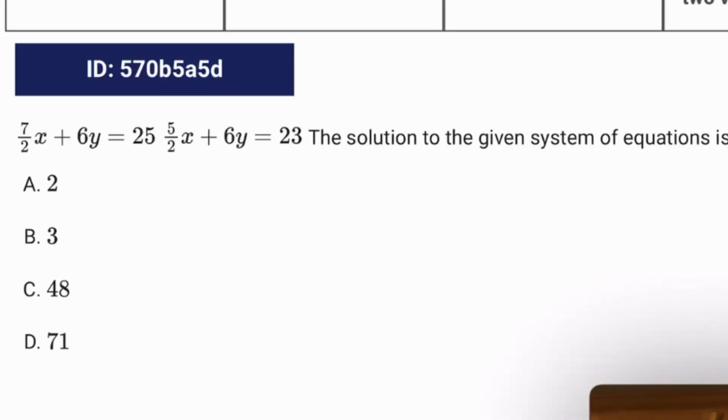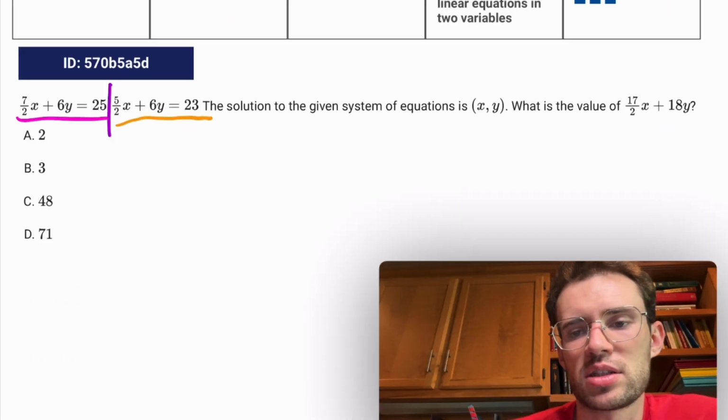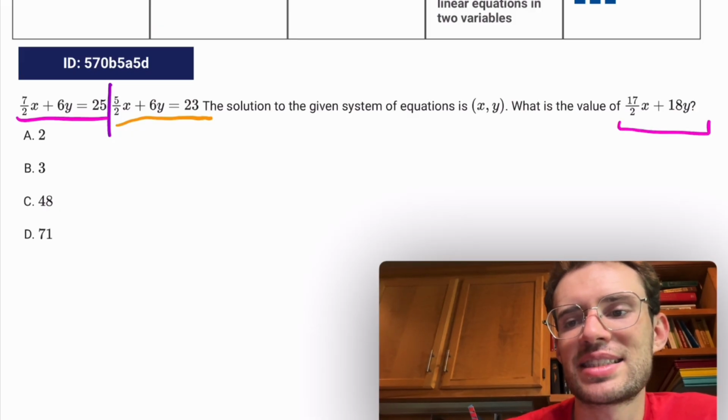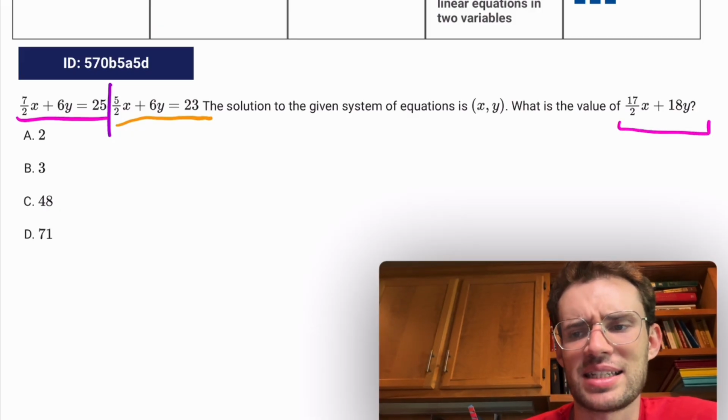Here we have another system that they did not separate well, but it looks like it's ending at this 25 because they don't usually do mixed numbers, just randomly an equation like that as a coefficient. So this one ends at the 25, the next one starts at the 5/2. We have 7/2 x plus 6y equals 25 and 5/2 x plus 6y equals 23. The solution to the given system of equations is x comma y. What is the value of, okay, this is interesting, 17/2 x plus 18y?